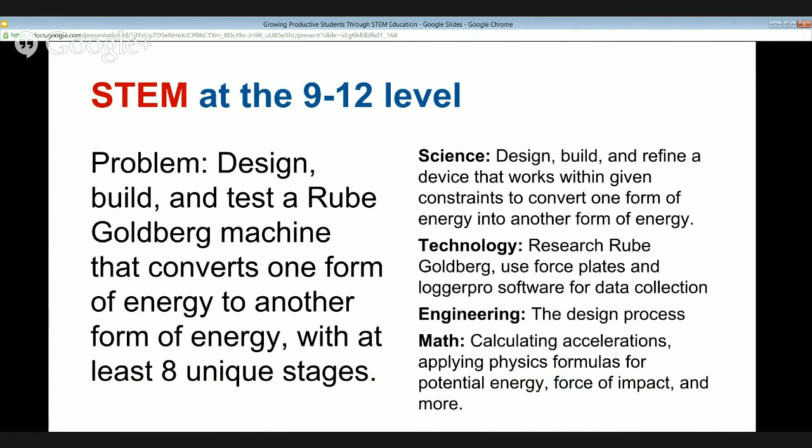And then with math, you can go pretty deep with this. They can start calculating accelerations. They can apply physics formulas for potential energy, force of impact, just tons and tons of stuff that's available through that.